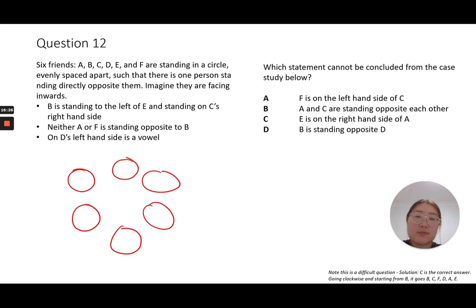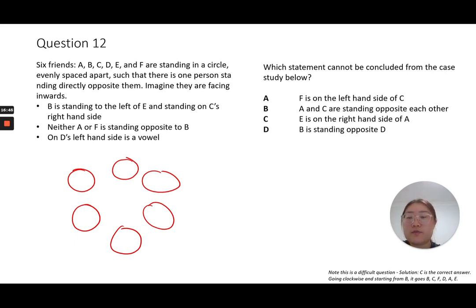Now, the fascinating thing about circles is you don't really have to decide where you start, because wherever you go, you can rotate the circle, okay, and there can always be a new person at the top, but it's just the whole thing rotating around. It doesn't really matter where you start. The only thing that matters is how everyone's placed in relation to each other.